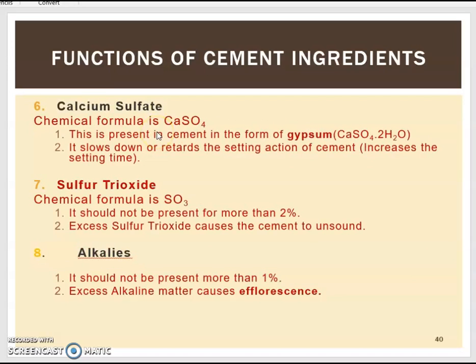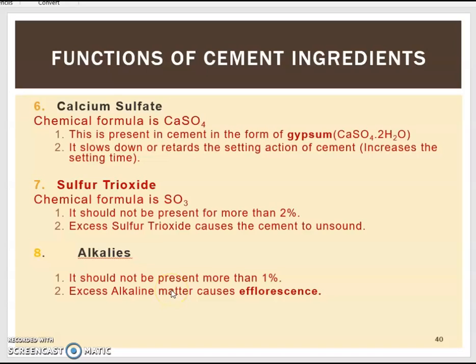calcium sulfate, CaSO4. This ingredient is in the form of gypsum. You people have heard this word gypsum. Its function is to increase the initial setting time of the cement. Next is sulfur trioxide. Its chemical formula is SO3. It should not be present more than 2%. Now I'm not going to tell why not more than that, because it makes it unsound.